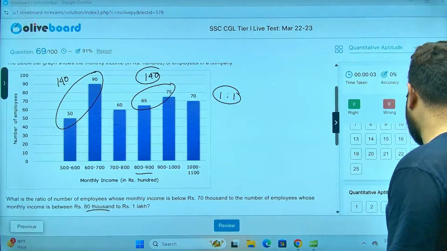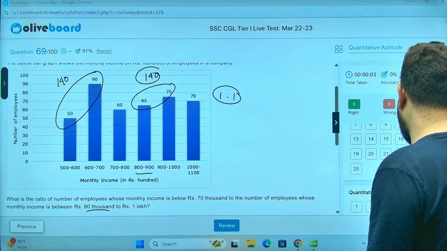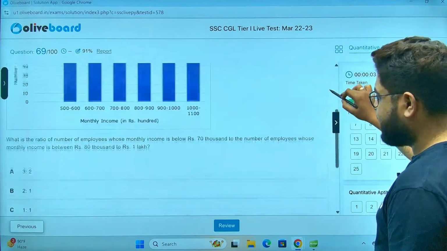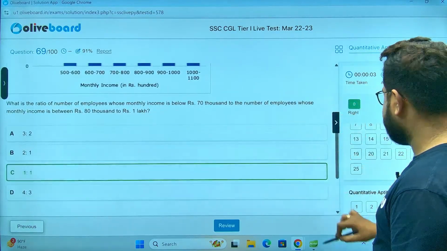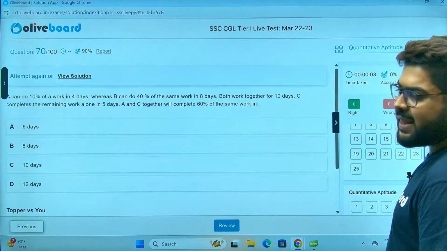Argamita, once again, your answer is absolutely correct. Option number C. Let's move on.